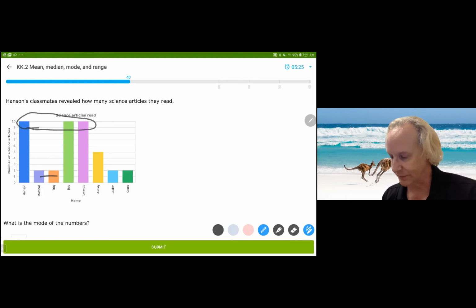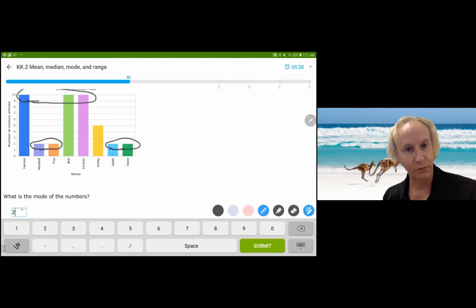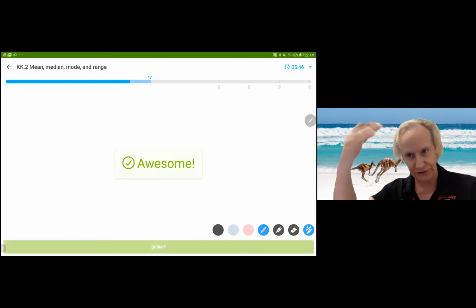We have 2 people who read 2 and 2 more people who read 2. So there are 4 students who read 2 articles. So the mode of the numbers of articles is 2, because more people read 2 articles than any other number of articles. It's a real easy one to make a mistake instead of choosing the largest one.